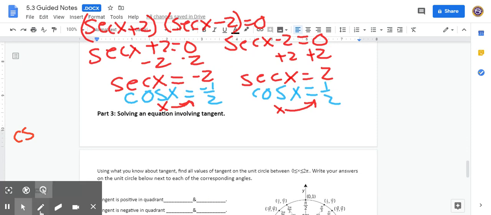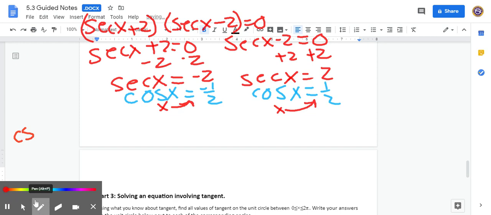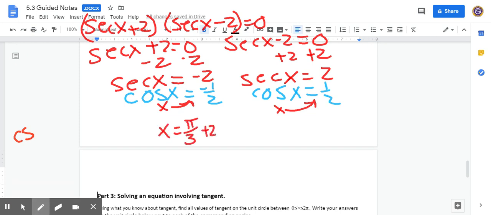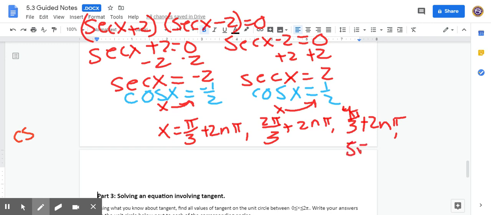We would write x equals pi over 3 plus 2n pi, 2 pi over 3 plus 2n pi, 4 pi over 3 plus 2n pi, and 5 pi over 3 plus 2n pi.